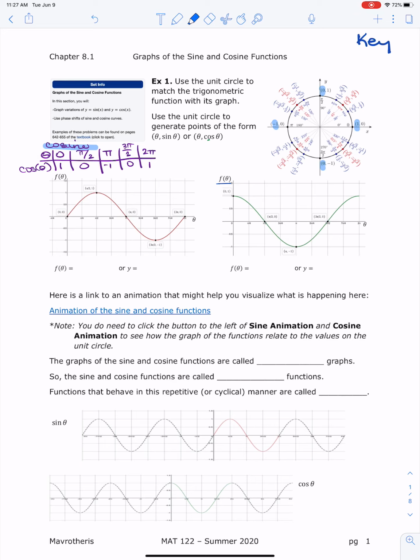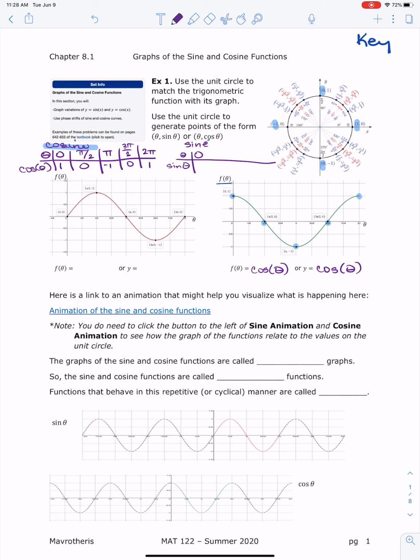If we look at this graph in green, I've got the points (0, 1), (pi over 2, 0), (pi, -1), (3 pi over 2, 0), and (2 pi, 1). So this green graph over here is our graph of cosine of theta. I've listed this twice, f of theta or y equals cosine theta. We can assume maybe the other graph is sine, but we're going to give it a shot and take a look. So we've got theta and then sine of theta.